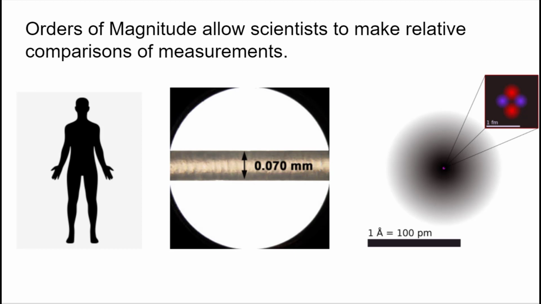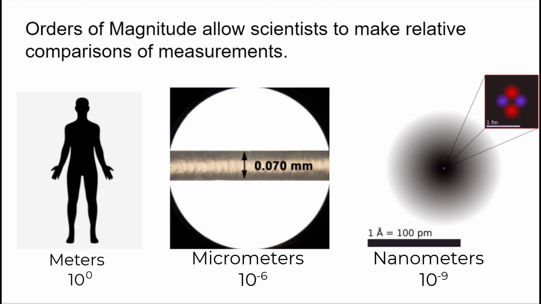The width of a human hair is on the order of micrometers, which is 10 to the negative 6 power. The height of an average human is on the order of meters, which is 10 to the 0 power. And lastly, the diameter of an atom, as we saw earlier, is on the order of nanometers, which is 10 to the negative 9th power. So when we think about these measurements, we should recognize that the width of a human hair is actually closer to the size of a single atom than it is to the size of the human it came from.